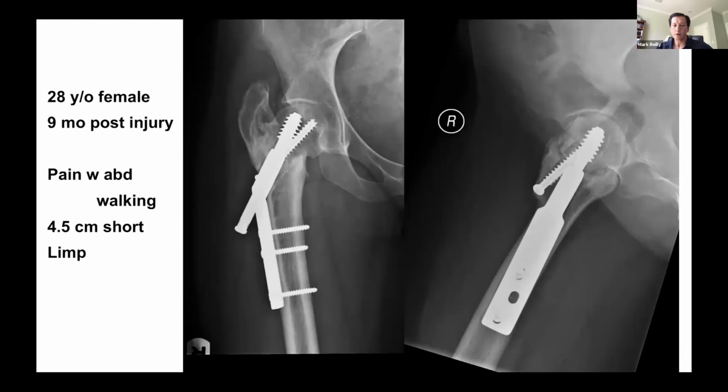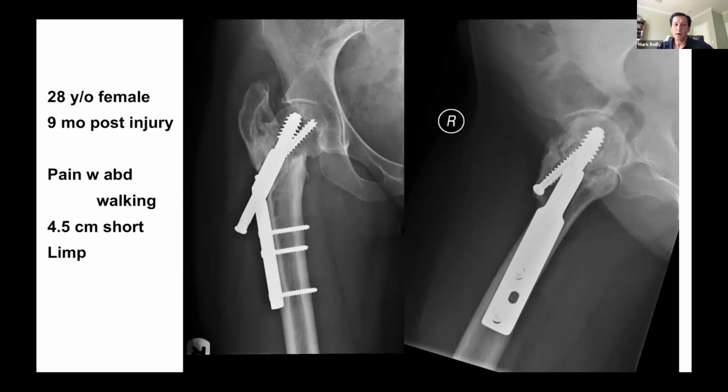She had an intertrochanteric femur fracture, which was probably through either an aneurysmal or unicameral bone cyst, resulting in such a severe collapse. Her main complaint was pain with abduction, in that she really couldn't stand up straight without her trochanter impinging on her pelvis. She was 4.5 centimeters short, extremely unhappy.